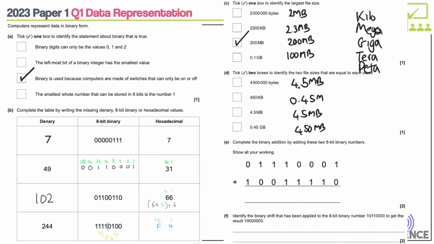So therefore, the answer is, as clearly it says on the question, it's a valuable lesson, isn't it? I didn't read the question. I answered it by finding which one's the largest, and it quite clearly says, tick the two boxes that are the same. Quite right too.